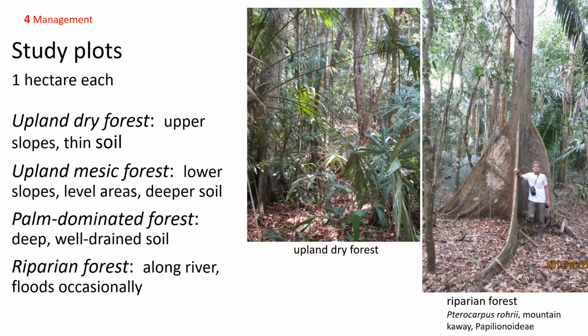And we had a forest plot in each of 4 forest types. We had one in upland dry forest, which is on upper slopes with thin soil. We had one, which is shown in the picture. We had one in upland mesic forest, lower slopes, level areas, and deeper soil. We had one in palm-dominated forest on deep, well-drained soil, the one I showed you in the AirSAR image that was red. Not a widespread, but a very interesting forest type.